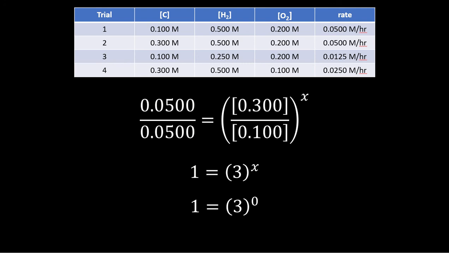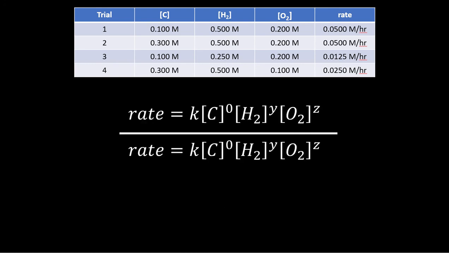In other words, if we change carbon's concentration, it doesn't have an effect on the reaction rate. So, cool. We just solved for one of those exponents. Now, similarly, let's solve for hydrogen next, where we want two values where the only concentration that's changing is the concentration of hydrogen.